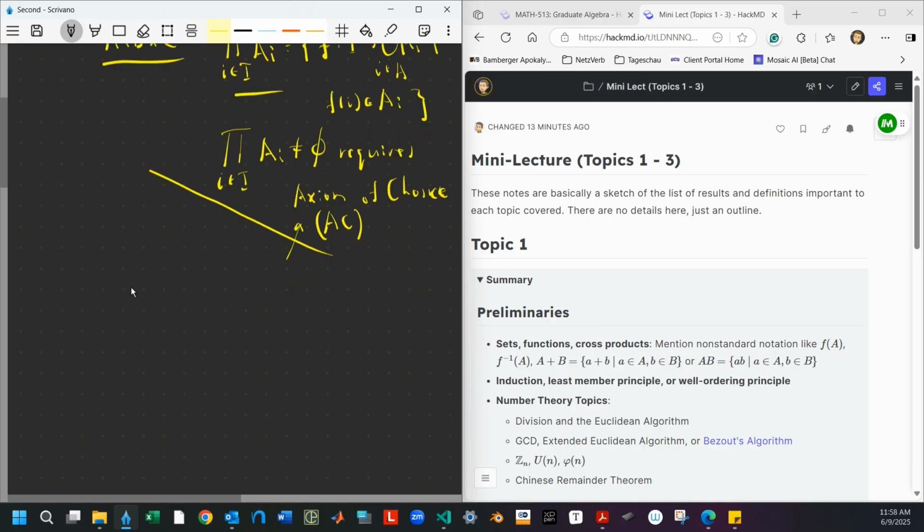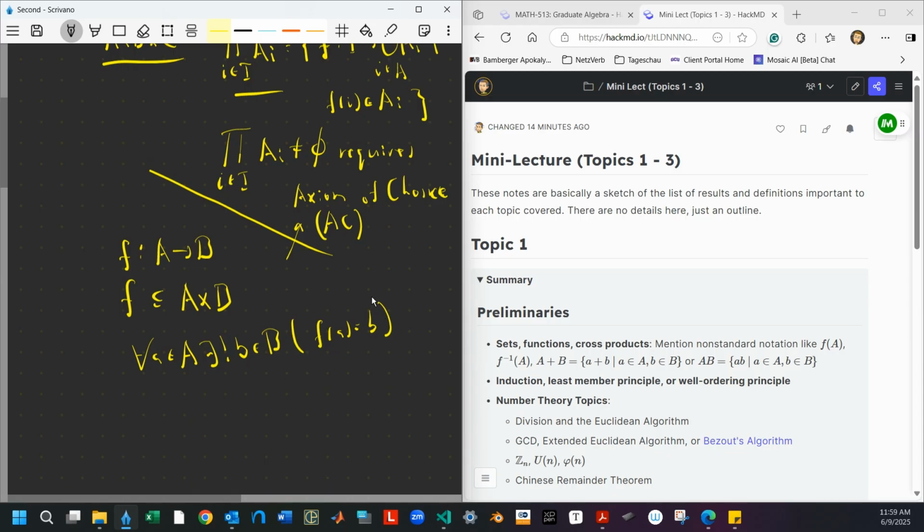Anyway, just to make sure we're clear, functions are contained in A cross B. The notation would be f, a function from A to B. As a set, it would be a subset of A cross B, and you might view that as a relation, a set of ordered pairs, with some properties, namely that for all a in A, there exists exactly one b in B such that f(a) equals b. So there can't be any question about where you're sending a.